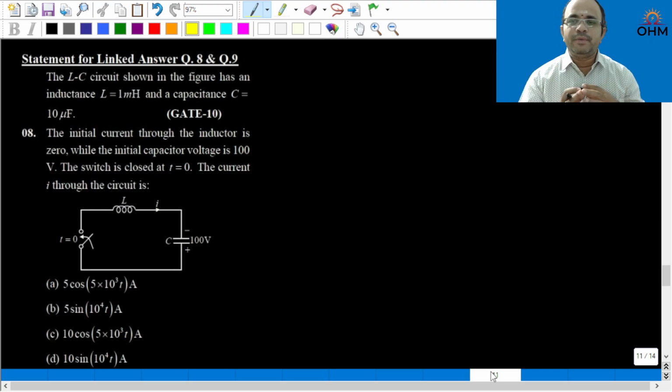Instead of common data and linked answer questions, new questions have now been introduced, called multiple select questions. Just as a conceptual understanding, you can consider this as two MCQs. Now let us look into the question here.